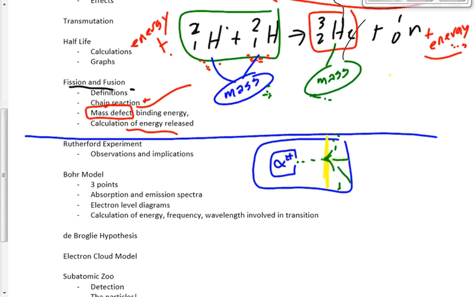And finally, a few of them bounce back. That small positive thing that we call the nucleus must be heavy or dense, because if it wasn't, it would just get pushed out of the way by the alpha particle. The model of the atom that comes from that is the planetary model: a small, dense, positively charged nucleus with the electrons orbiting around it anywhere they want. There's no rules on where they are.